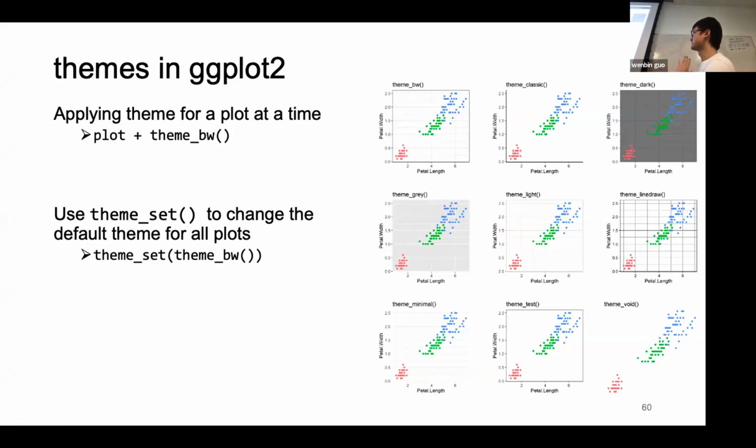So I think these are the built-in things. And if you really want to change a specific part of the plot, you can use the theme function. And again, that one is in the advanced ggplot2 workshop. We are not going to talk about it today.